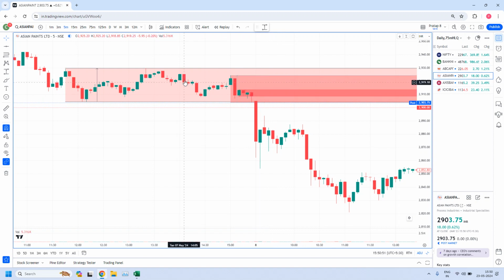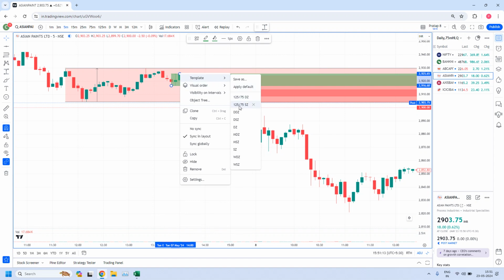Here you can't draw a zone because a drop, base, drop, this is already violated. I have seen some of you drawn a zone like this: drop, these base candles and a drop. This is wrong. This is not a valid zone. So let me show you why it is not a valid zone. If you draw the zone, it will be like this.